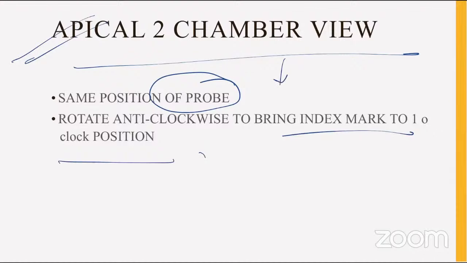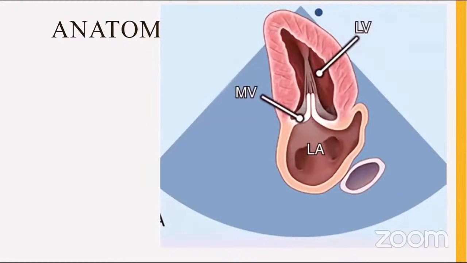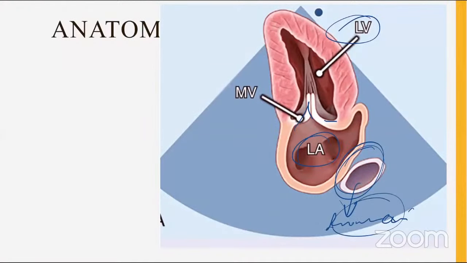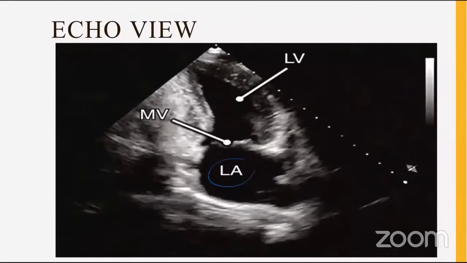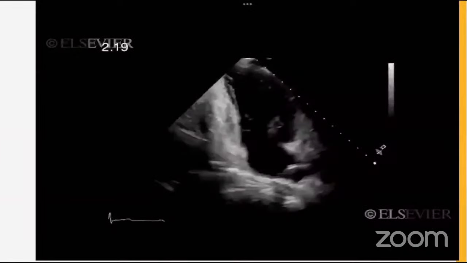This can also be used to measure ejection fraction. We have this apical 2-chamber view in which we see LA, LV, mitral valve. This is a pulmonary vein opening into LA. This is an echo view showing LA, mitral valve, LV, and this is a pulmonary vein. This was a video showing pulmonary vein, LA, LV.